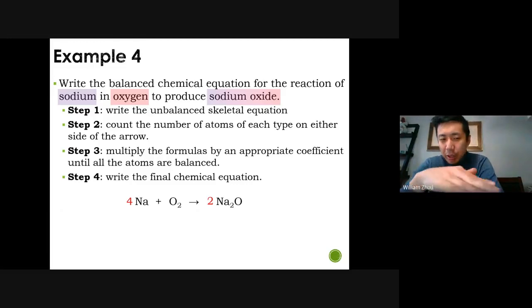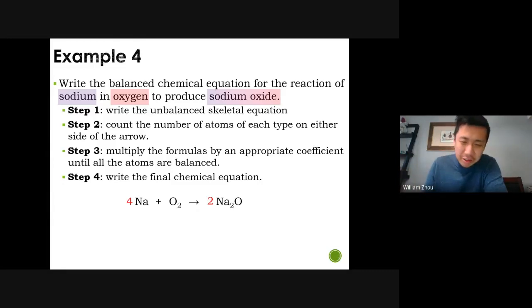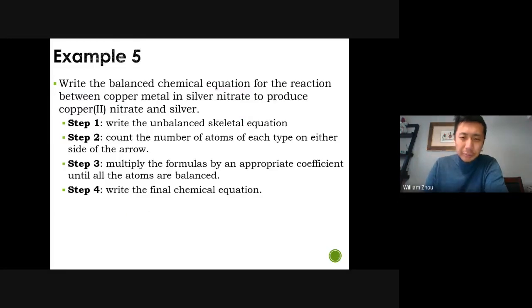Okay, do we have any questions regarding this whole process? Everybody's good. Okay, I'll show you more examples. But basically, we follow the same strategy, just different compounds. Okay. All right, here's another one.